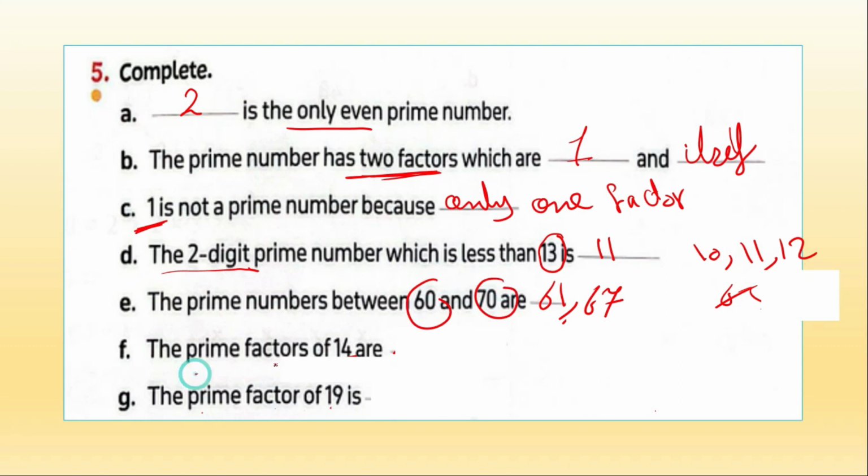Okay, prime factors of 14, it's very easy. 2 times 7 equals 14. 2 is a prime, 7 is a prime. Prime factors of 19. 19 equals what? 19 equals 1 times 19. 1 is not a prime, so 19 is the only prime factor of 19.